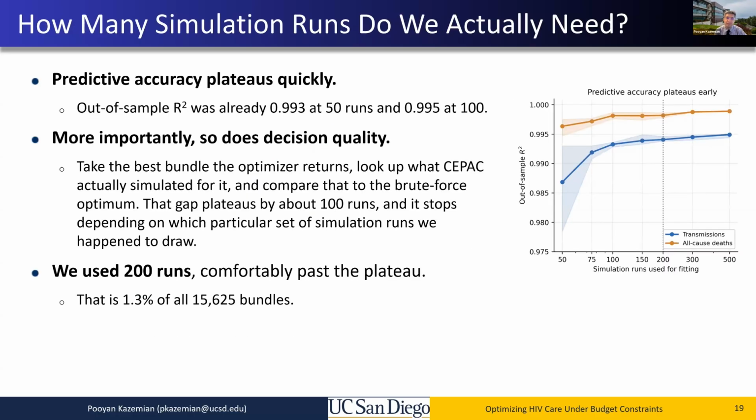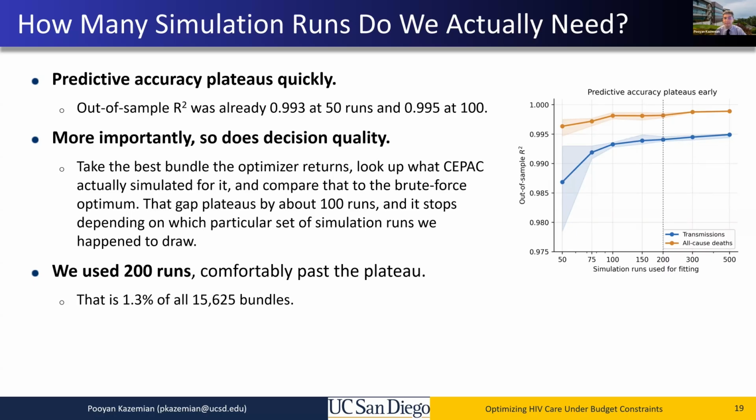The other question is how many simulation runs do we actually need in order to build these meta-models and therefore our optimization model? Here, I show that the out-of-sample R-square plateaus above 100 simulation runs. So on the x-axis, you see the number of simulation runs used for fitting the meta-models. And on the y-axis, you see the out-of-sample R-square. And as we increase the number of simulation runs, the R-square increases, but eventually plateaus. And the graph shows that above 100 simulation runs, you're essentially plateauing.